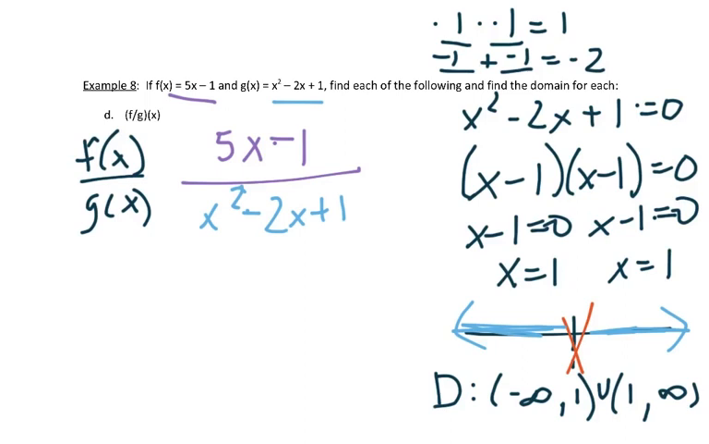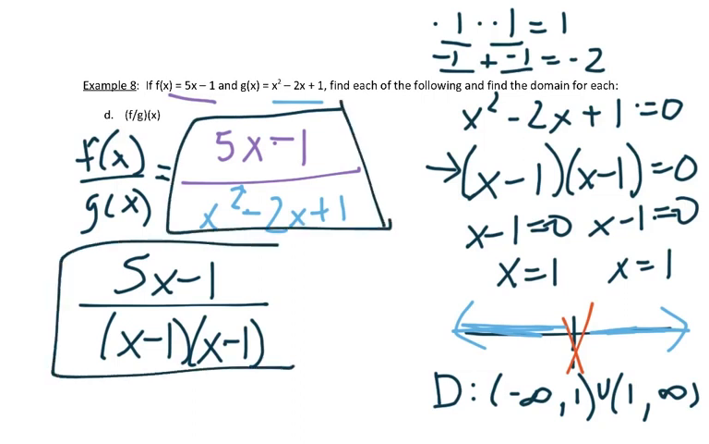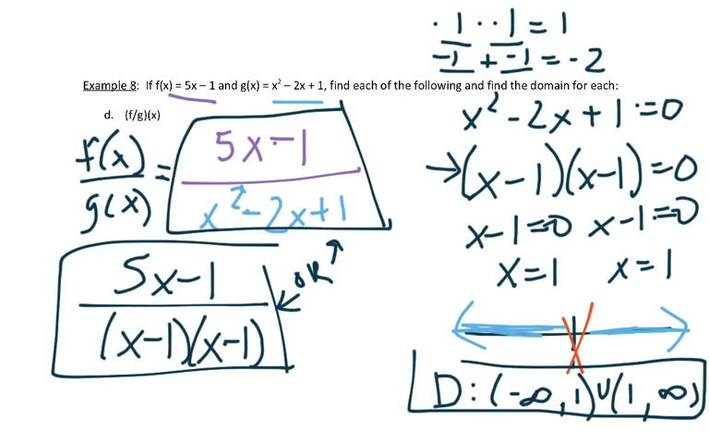So with this problem though, there's no way to simplify it because even with the denominator factored, which we did over here already, there's nothing that crosses out. So that means this or this would be your final answer, along with this domain.